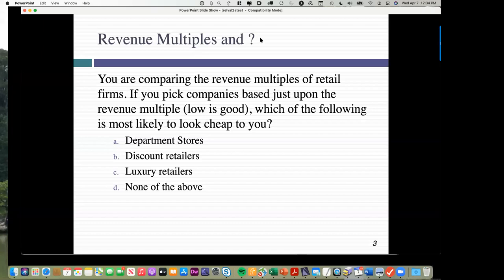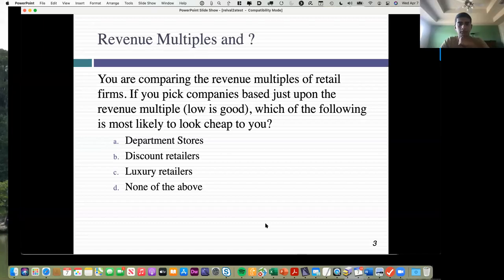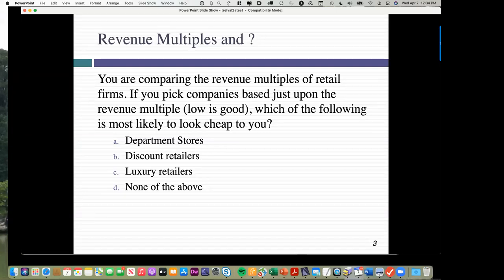Can you see my screen now at least? Yes. Okay. Let me leave my video off because obviously my broadband can't carry both me and the screen. The screen's more critical here.